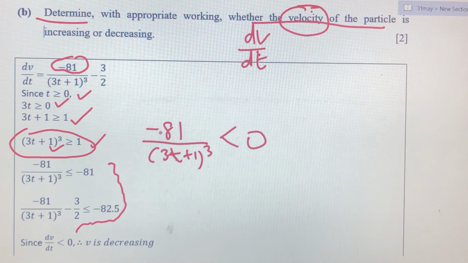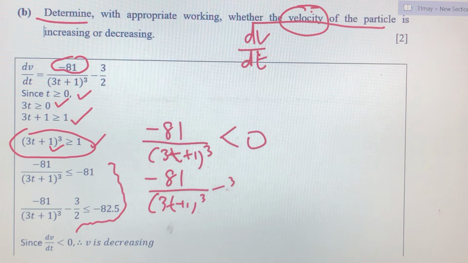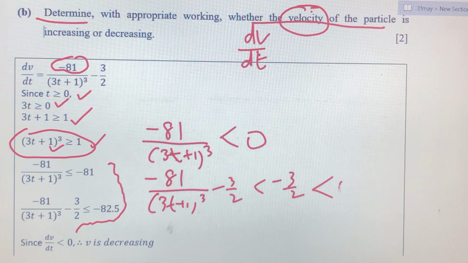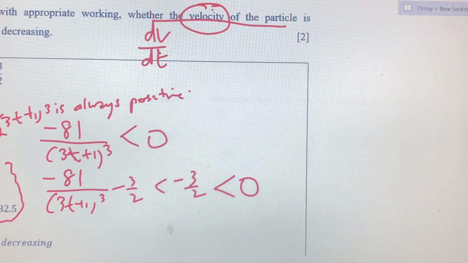Of course, this is the general way of doing it. After that you can add in this minus 3 over 2. If you minus 3 over 2 on both sides, then this will be minus 3 over 2, so it will still be less than 0. You follow me? This is another way: you say that (3t plus 1) cubed is always positive. That's another way to show it, if you don't really understand this. Then after that, you conclude that it is a decreasing function.